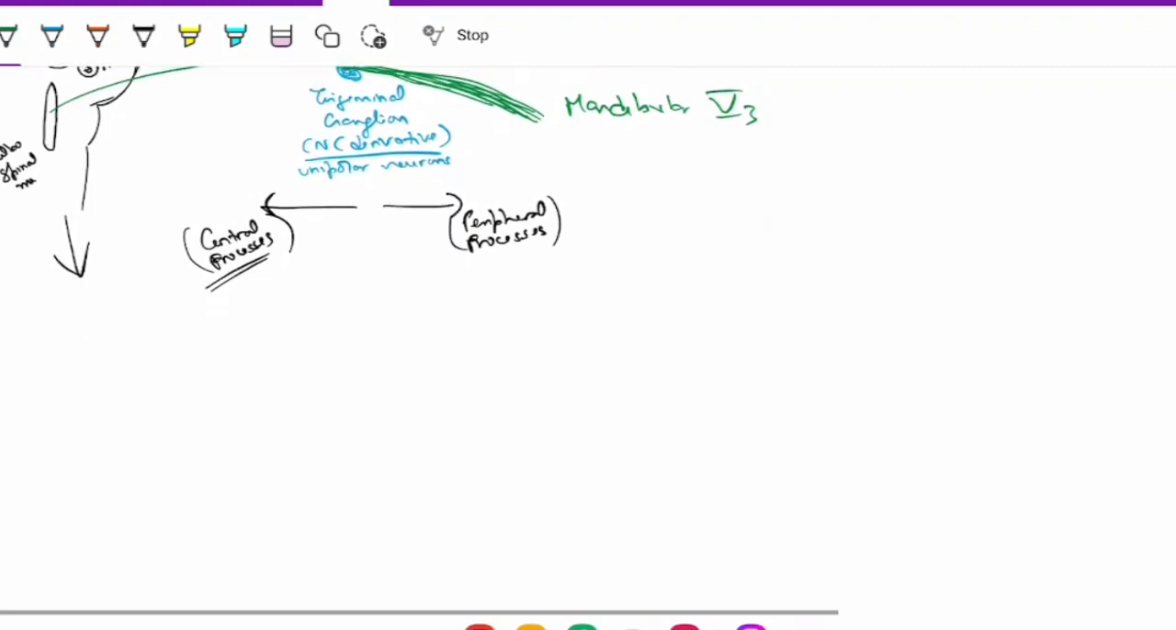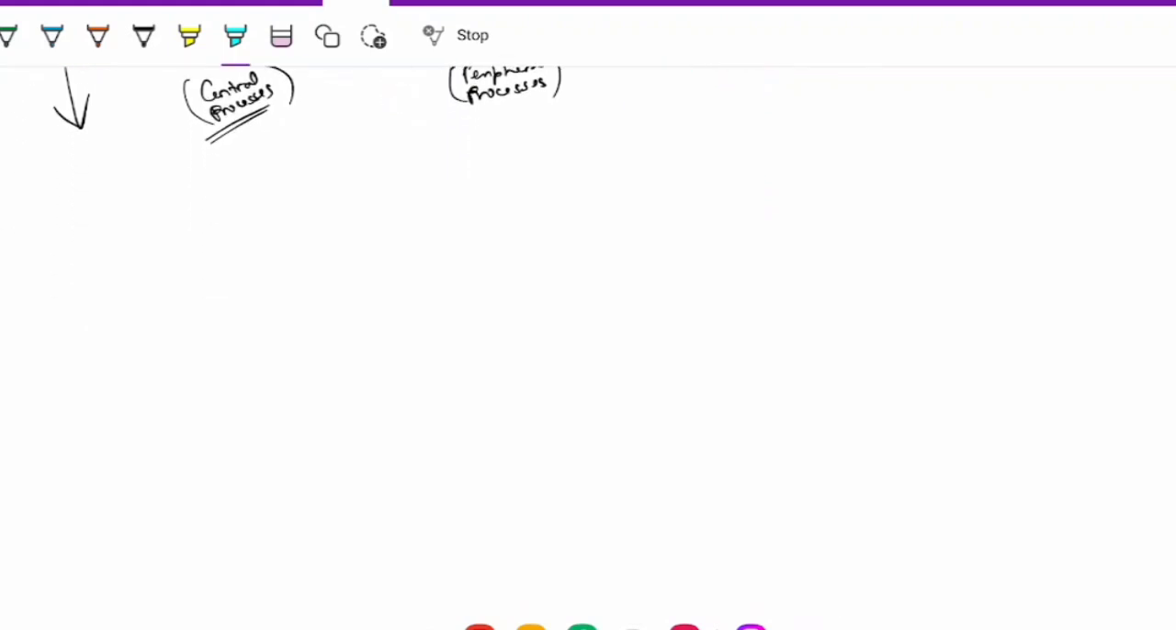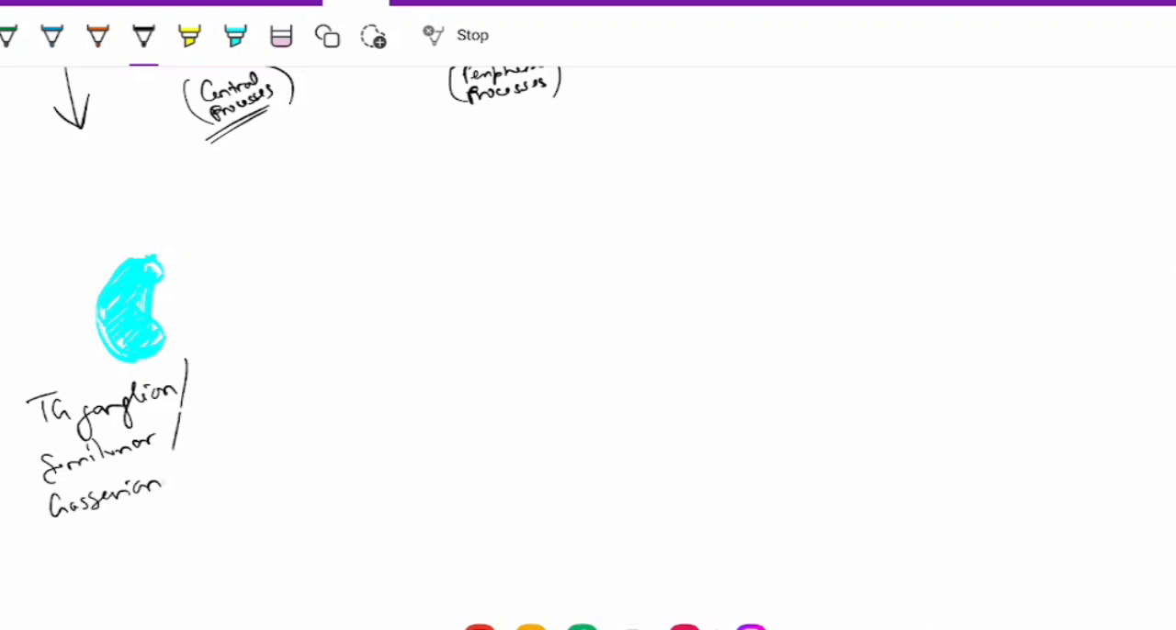Now we are going to come down and see ophthalmic first. I am making this in a semi-lunar shape. Why? Because there are some synonyms of the trigeminal ganglion. It is also known as the semi-lunar ganglion. It is also known as the Gasserian ganglion.